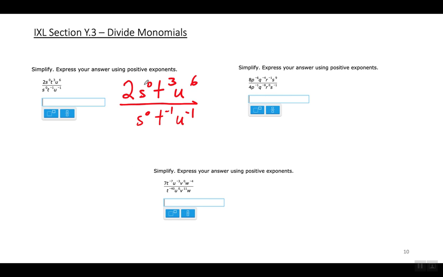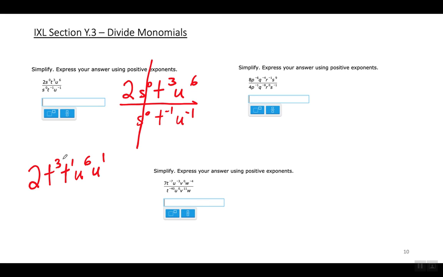Now let's rewrite it. First of all, the s to the 0 powers cancel out because a number divided by the same number will always equal 1. So that cancels out. Now let's rewrite it to get rid of the negative exponents because that'll make it easier to visualize, I think. So I'm going to have 2 t to the 3rd power times t to the 1st power times u to the 6th power times u to the 1st power.